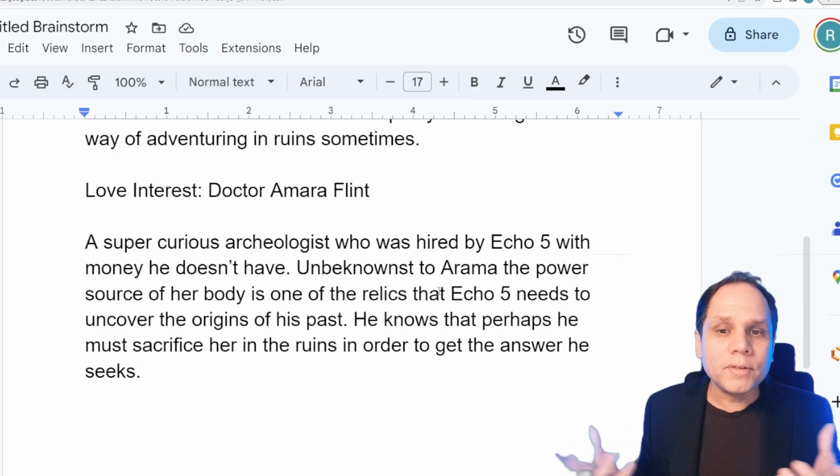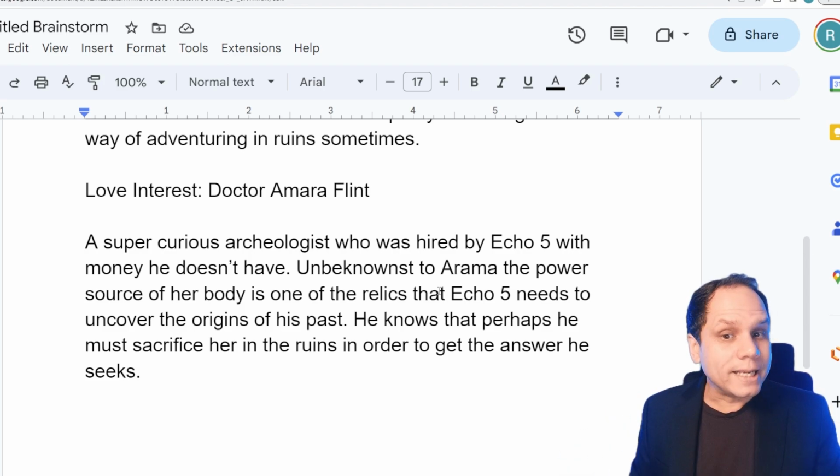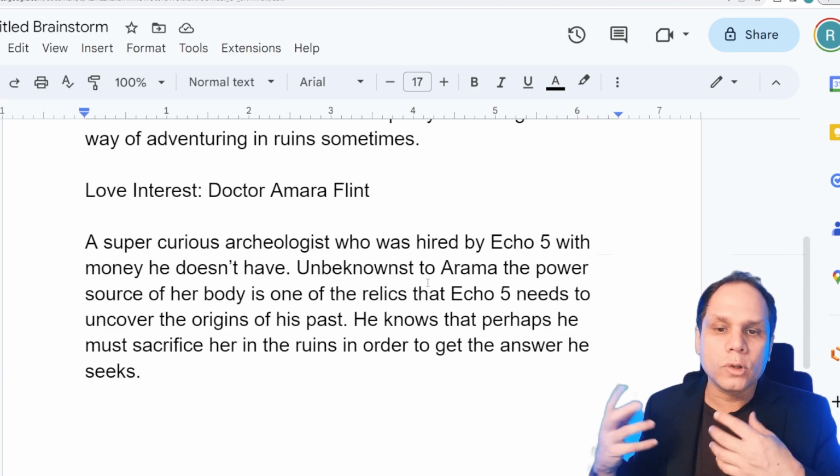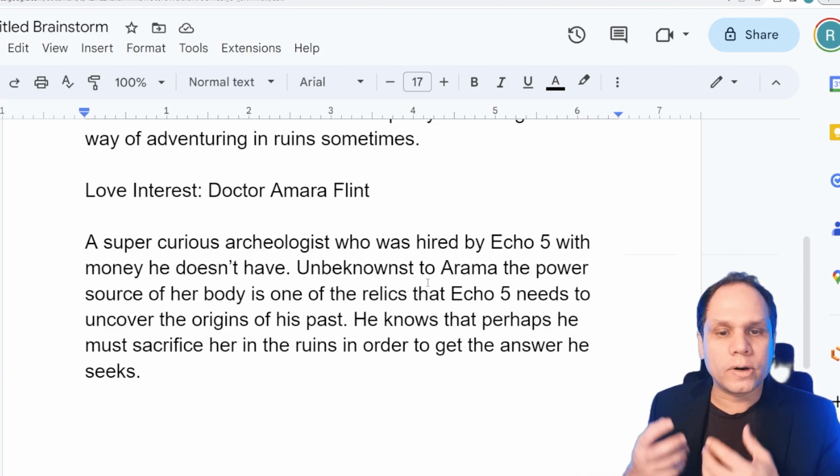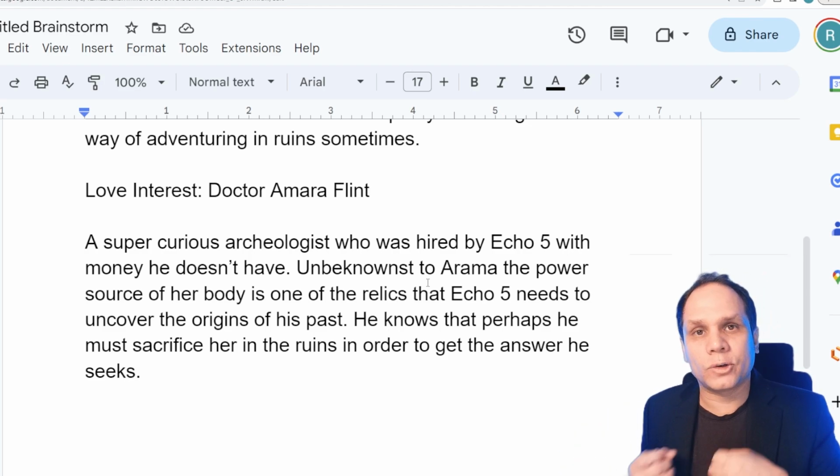And so the love interest, Dr. Amara Flint, a super curious archaeologist who was hired by Echo 5 with money he doesn't have. Unbeknownst to Amara, the power source of her body is one of the relics that Echo 5 needs to uncover the origins of his past. He knows that perhaps he must sacrifice her in the ruins in order to get the answer he seeks.